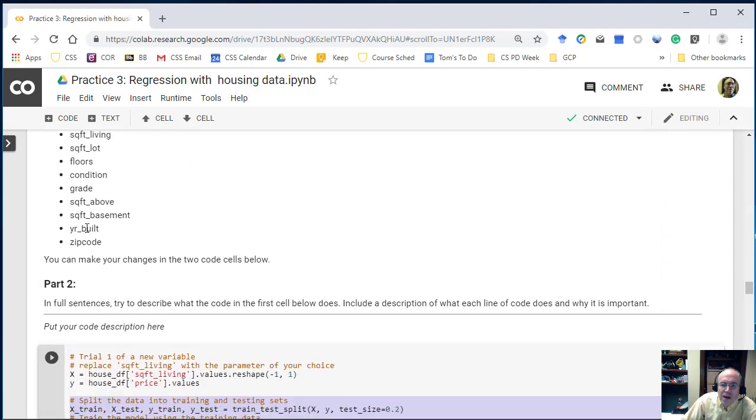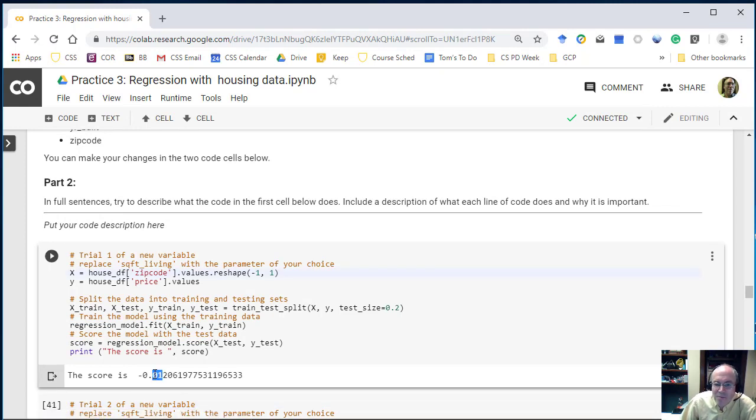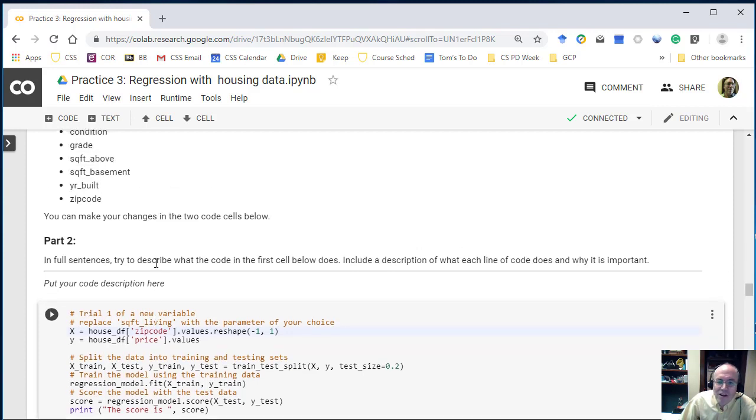Maybe I would think the zip code is a good one, since location is what they say in realty. So I could try the zip code here and run that. But zip code is not a good predictor. Just knowing the numeric zip code does not help you. You'd have to add some other data, like maybe the crime rate per zip code or something like that, rather than the zip code. So this is a bad score.